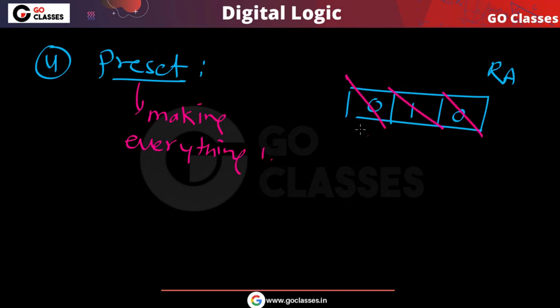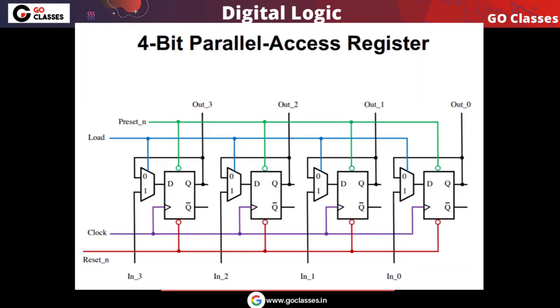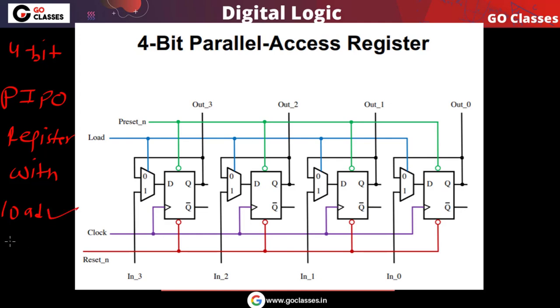So all these will become one. This preset input you can also have. For example, you can take this, your 4-bit parallel in parallel out register. In this you have a load input, you have a reset input, and reset means clear. And you also have a preset input.